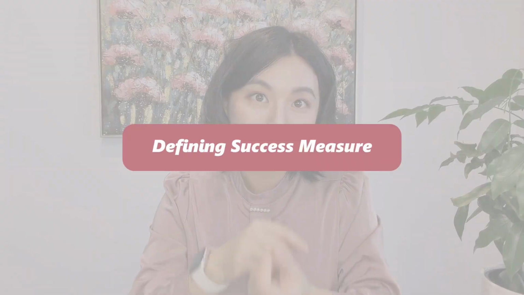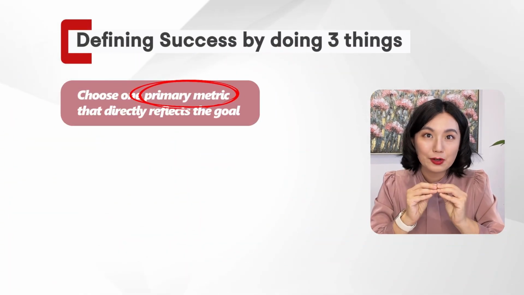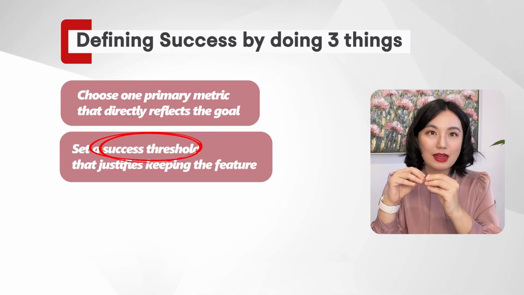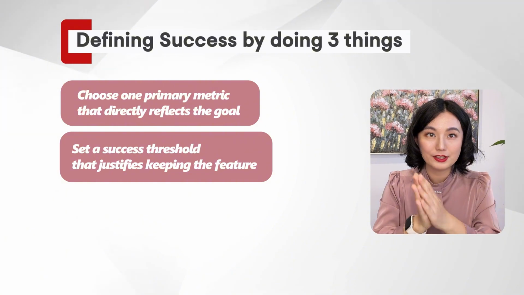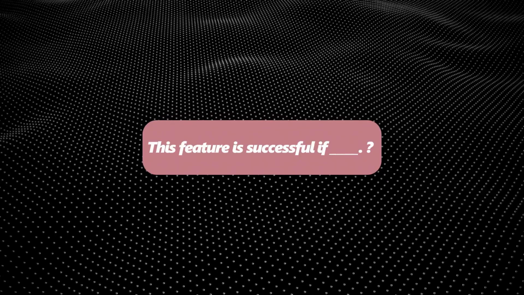Once the goal is clear, the next step is to define the success measure. Do three things. One, choose one primary metric that directly reflects the result. Two, set a success threshold that would justify keeping that feature. Three, agree on it before the launch. You should be able to answer this question: the feature is successful if blank. If you can't fill in that blank, you are not ready to evaluate the feature.